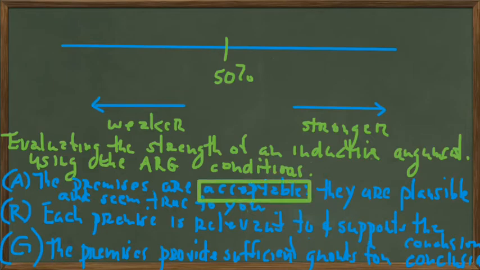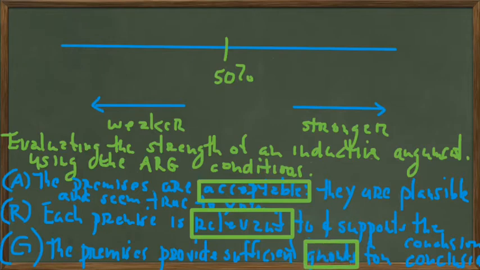Second, the premises, or each premise, must be relevant to the conclusion, relevant and provide support for the conclusion. And three, the G condition: the set of premises must provide sufficient grounds for you to reach the conclusion. So let's take a look at applying the ARG conditions in practice to evaluate the strength of an inductive argument.